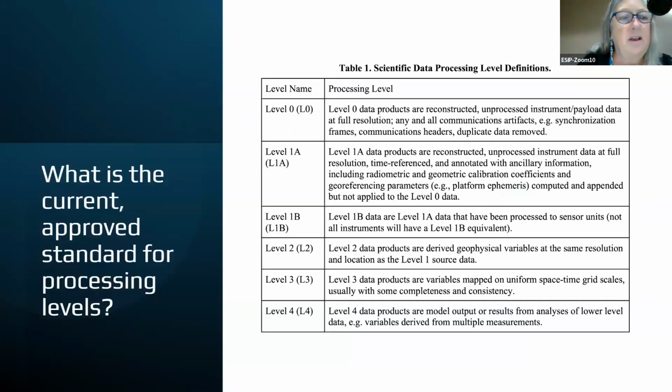Great. Thanks, Steve. So just quickly, these are the processing levels that are currently the approved standard for ESLIS. There are 5 of them. Lots more are in use. I'm not going to read these to you. Just know that they go from raw data to model outputs, and then the stuff that's in between. We're going to talk more about these later. We're going to have a discussion session at the end, so we have plenty of time to complain or praise or whatever.